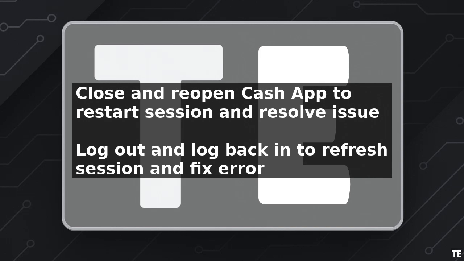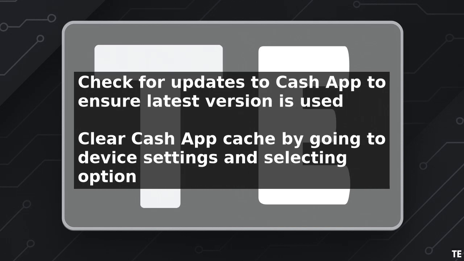Another step is to check for any updates to the Cash App. Ensure you are using the latest version, as updates often include fixes for known issues. You can check for updates in the App Store on your device. Clearing the Cash App cache can also be helpful. The process to do this varies depending on your device, but it typically involves going to your device's settings, finding the Cash App, and selecting the option to clear cache.